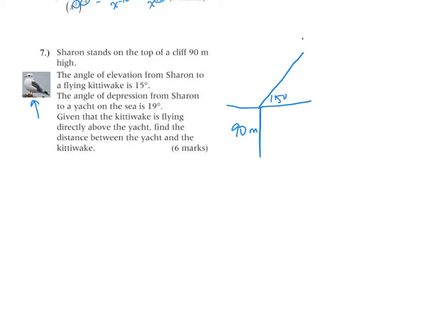Here's the kittiwake up here. Let me draw a bird. There, that's supposed to be a bird. Okay, and then the angle of depression from Sharon to a yacht on the sea. So an angle of depression would be line of sight and the horizontal line. That is a 19-degree angle. So there's our yacht out at sea. And then we're told that the bird is directly above the yacht, so we've got some right angles here. Okay, so the question is, find the distance between the yacht and the bird.